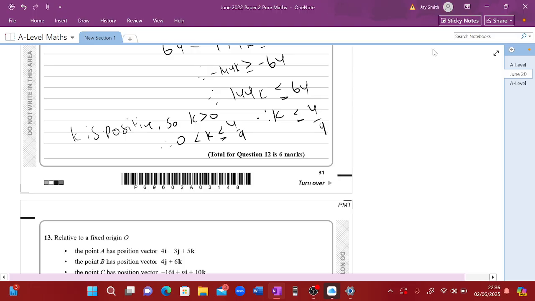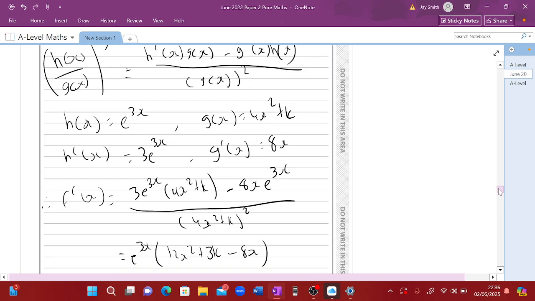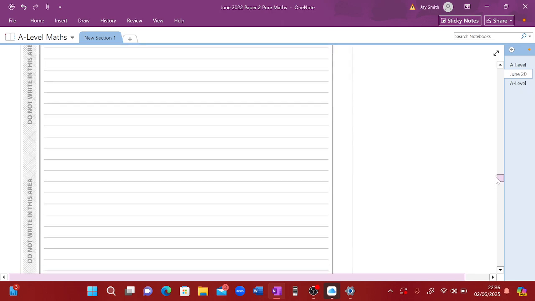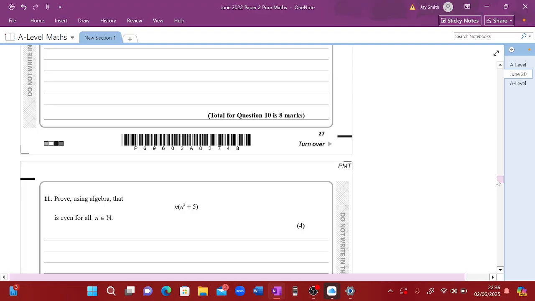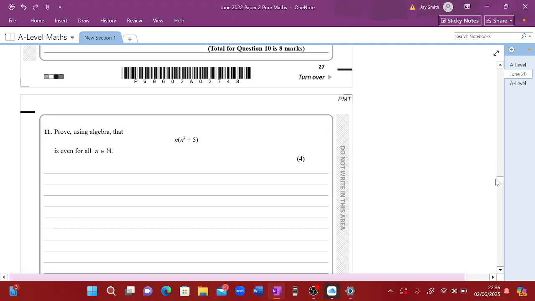Yep. I missed a question as well. Sorry. This one here. It's a simple proof one. So prove using algebra that this is even for all n. They kind of give you a clue here.